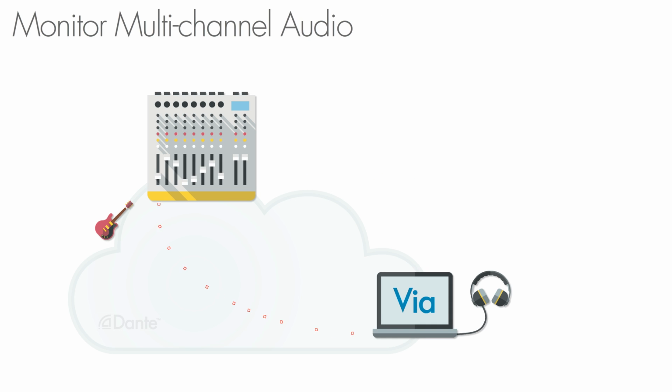Using Dante Via and Dante Controller, you can monitor individual channels on a networked multi-channel device, such as a Dante-enabled mixing console. To do this, first expose your chosen monitoring device, such as a pair of USB headphones, to the Dante network by selecting Enable Dante in the headphone's destination pane in Via. Then launch Dante Controller. Your headphones will now appear as Dante channels in Dante Controller, nested under your computer name. Using Dante Controller, you simply send individual channels from the mixing console to your headphones just like any other Dante device.